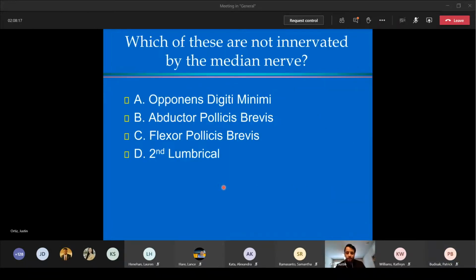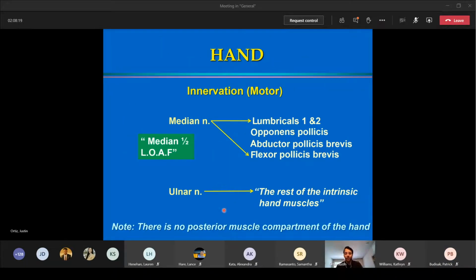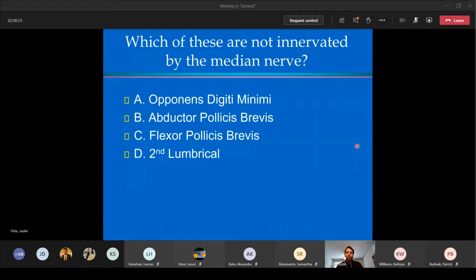Okay. And then again, remember there are no posterior compartment muscles of the hand. So which of these are not innervated by the median nerve? You have your opponens digiti minimi, abductor pollicis brevis, flexor pollicis brevis, and second lumbrical.